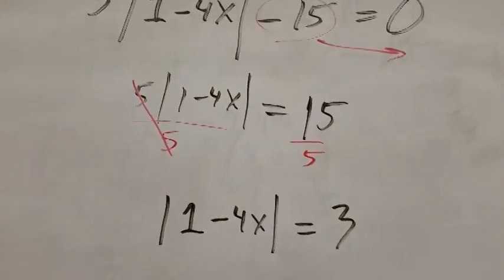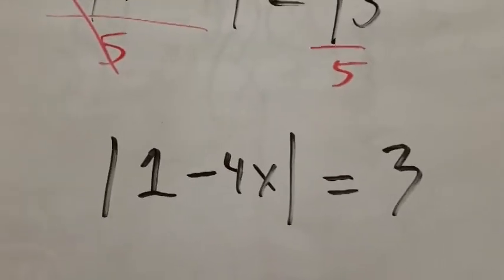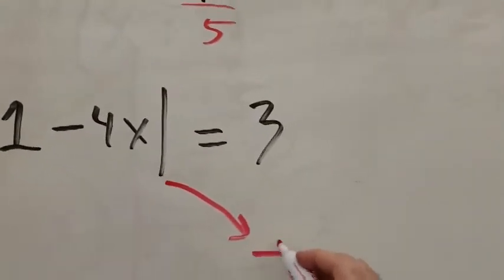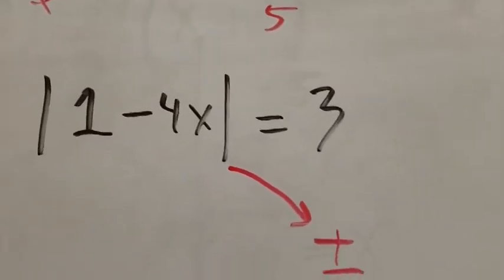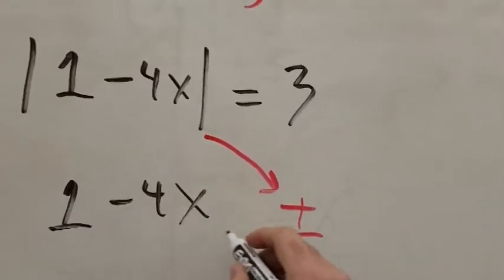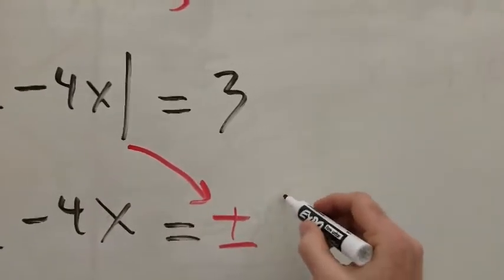Now we can do like we did before. Let's use that little formula. Let's make the absolute value go away by putting plus or minus. So we just have 1 minus 4x is equal to plus or minus 3.